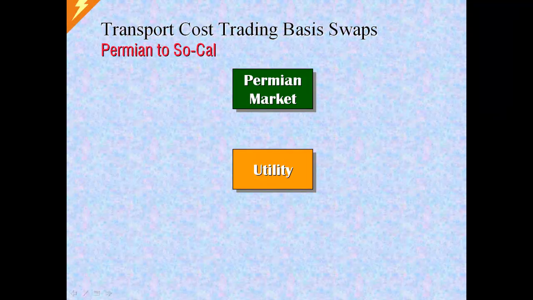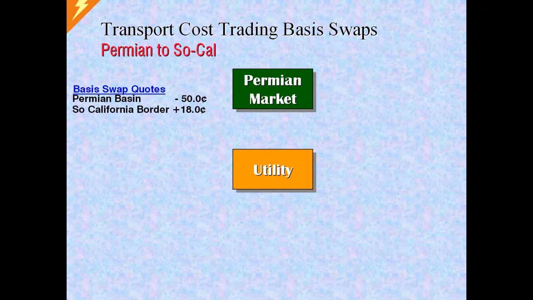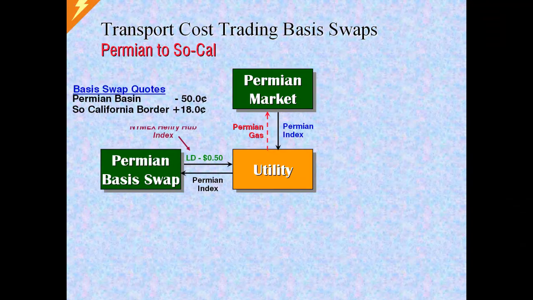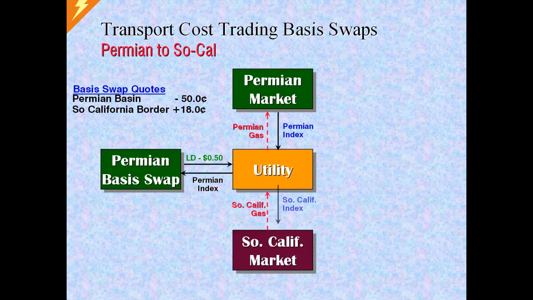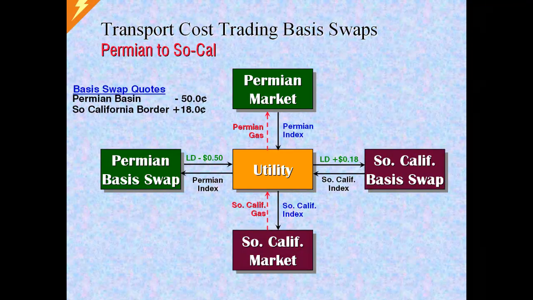Now let's see what the cost would be trading basis swaps. Basis swap quotes are given here. The need for transport implies that the utility owns gas in West Texas it doesn't need there. It needs it in California. So the utility will sell the unneeded Permian gas at index. To hedge its Permian index position, it will sell a Permian basis swap, paying Permian index and receiving LD minus the quoted 50 cents. Recall that LD represents the last day settlement of the NYMEX Henry Hub futures contract. Utility will buy gas where they do need it, Southern California, paying the SoCal index. It will also buy a SoCal basis swap, receiving SoCal index and paying LD plus the quoted 18 cents.